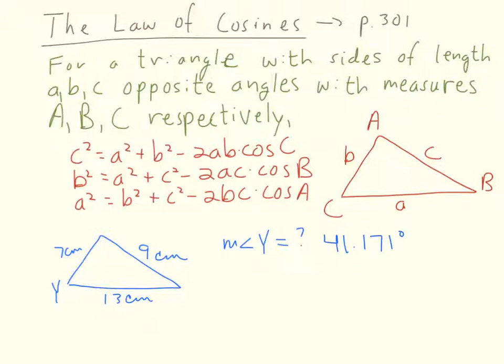Alright, so this time now we are solving for an angle, so that means we need to make sure that angle y is in our equation. So I'm going to have the cosine of y over here by itself, and that means that the side length that gets squared by itself is going to be the 9, right? The one opposite that. And now I just fill in the rest of this with the other two side lengths, so we would have 7 squared plus 13 squared minus 2 times 7 times 13 times the cosine of y.